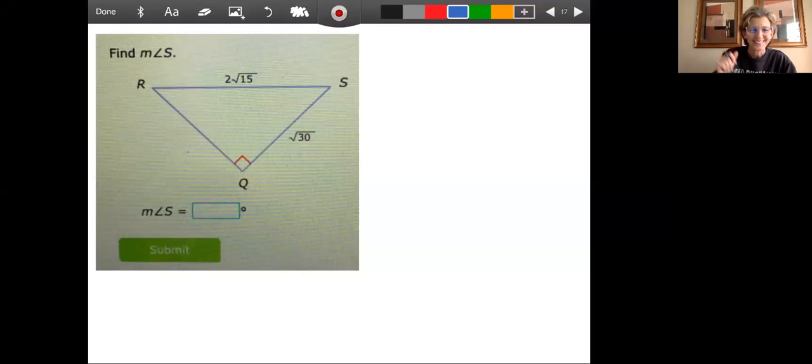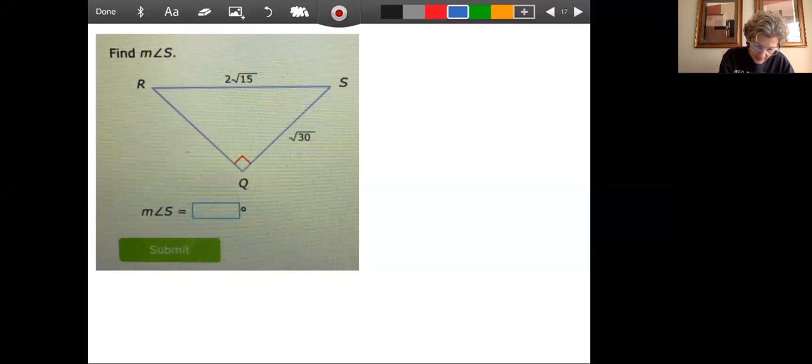Okay, hey guys. So this is going to be an example from iXL. It's R9, so you'll be assigned that this week. And the instructions say to find the measure of angle S. So now we're looking for angle measures.